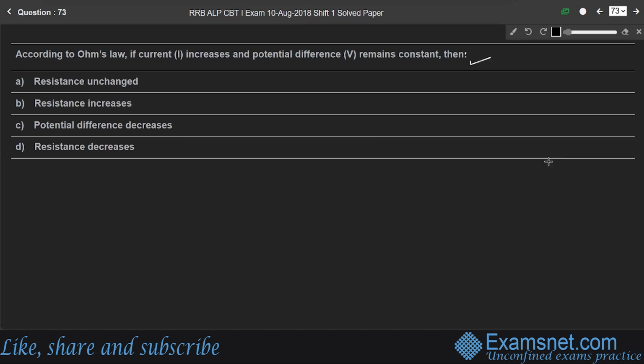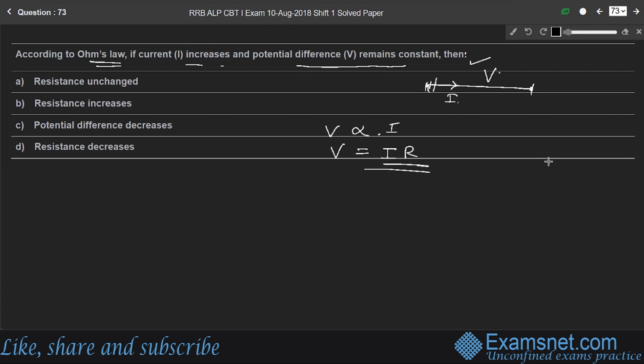Question number 73. According to Ohm's law, if current I increases and the potential difference remains constant, then what about the resistance? Ohm's law states that the current through a conductor between 2 points is directly proportional to the voltage across the 2 points. So V is proportional to I, therefore V is equal to I into a constant, which is R.